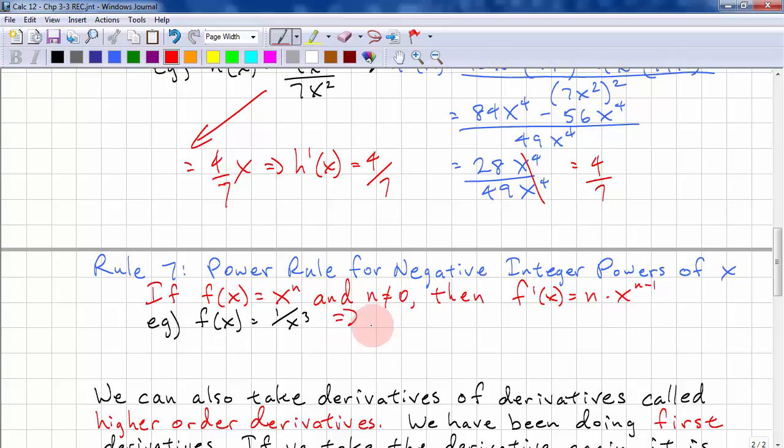So we have this rewritten, x to the power of negative 3. Then we just use the power rule, f prime of x equals negative 3, and we decrease the power by 1. And you can also rewrite this as negative 3 over x to the power of 4.